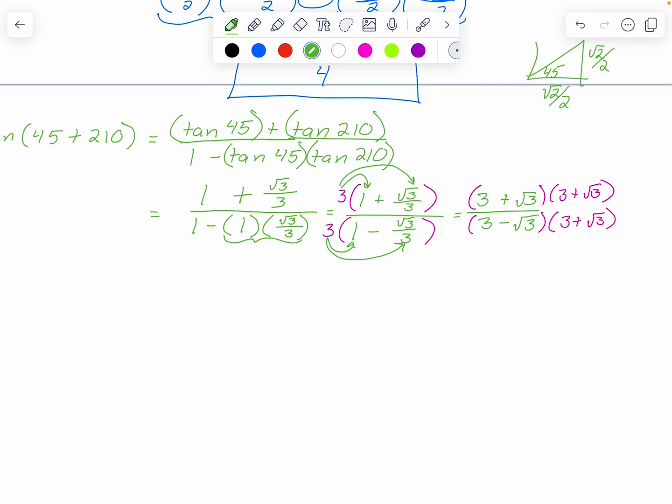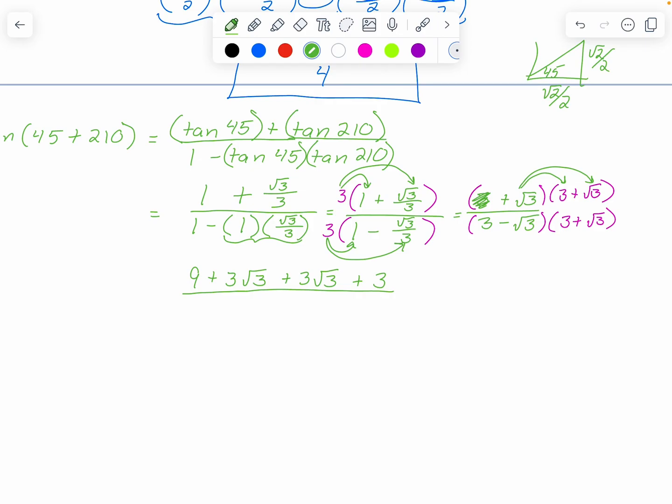Now, this gets a little bit ugly before it gets better. So when we multiply out on the top, we have 3 times 3 is 9. Then we have 3 times square root of 3, so plus 3 square root of 3. Done with this. Then we need to distribute the square root of 3. So we have positive square root of 3 times 3, that's positive 3 square root of 3. Then we have positive square root of 3 times positive square root of 3 is a positive 3, because it would be square root of 9, which comes out to just be 3.